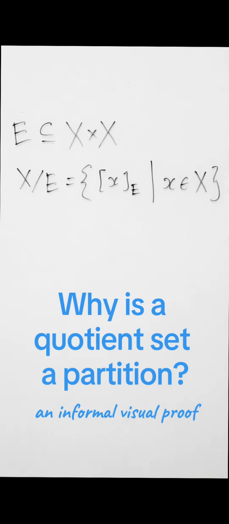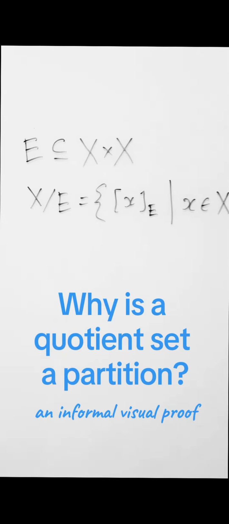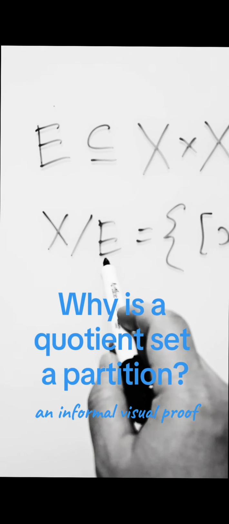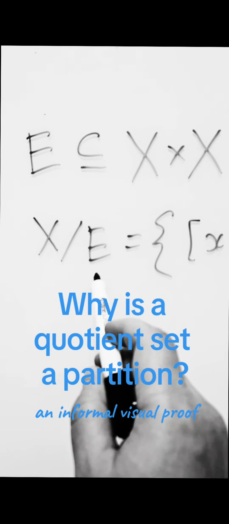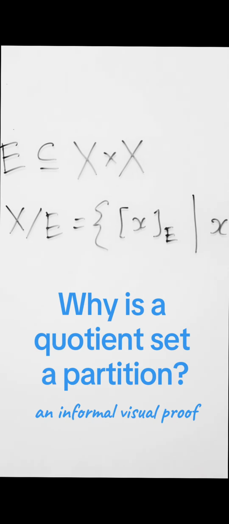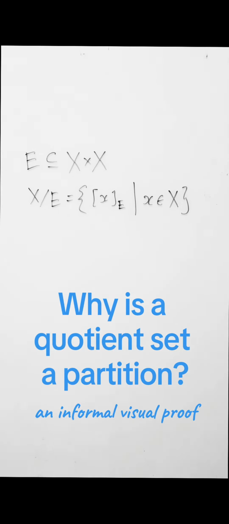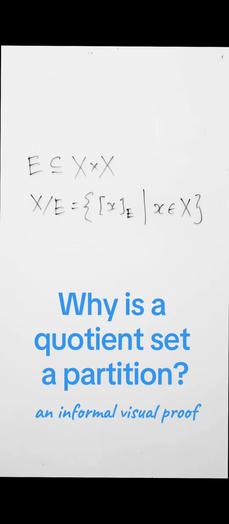In another video, we gave a formal proof as to why the quotient set of a set X by an equivalence relation E is a partition of X. In this video, we're going to give a visual proof of the same result.